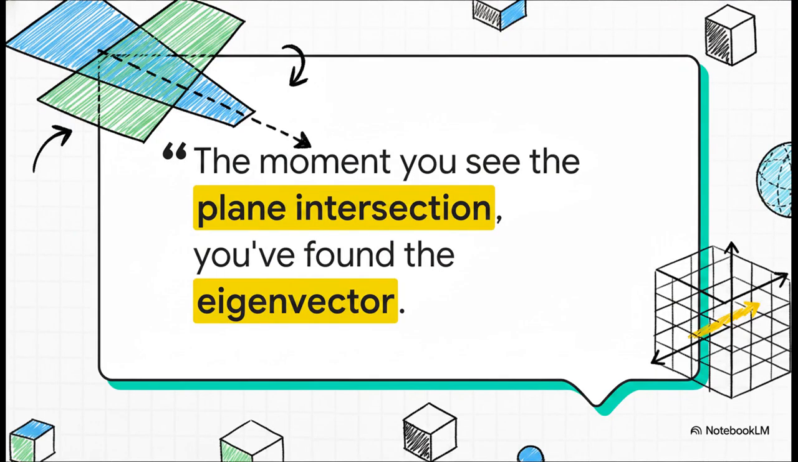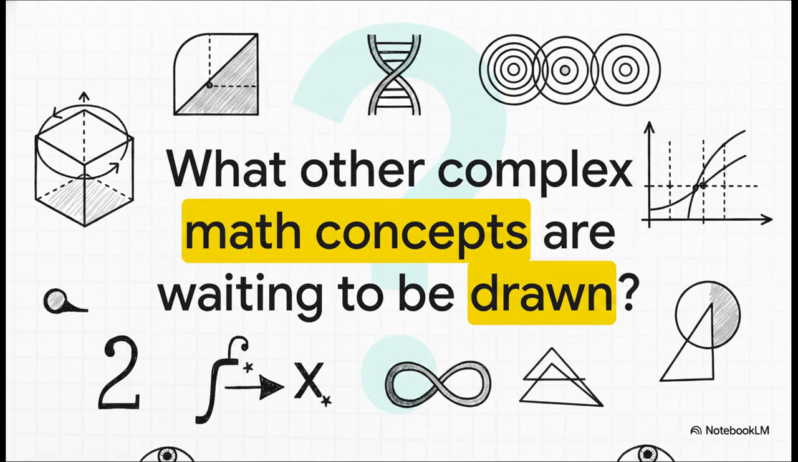The author of the source material left us with this profound concluding thought, and honestly, I think it summarizes everything perfectly. The moment you see the plane intersection, you've found the eigenvector. Take a second and let the beautiful simplicity of that geometric realization really sink in. It completely demystifies the matrix. Once you start learning visually, you kind of can't really go back.